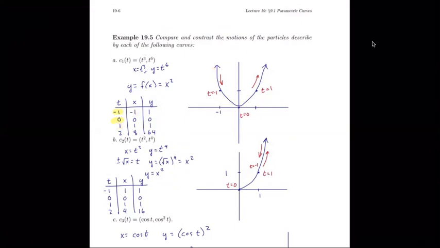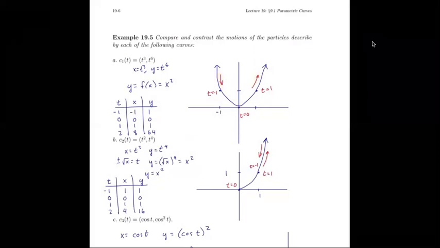So when t is -1, we see that we're at this point -1, 1. When t is 0, we're at the point 0, 0. When t is 1, we're at the point 1, 1. When t is 2, we're at the point 8, 64. That's way up here somewhere. But what we notice is that as we move along this curve, as t increases, our direction of travel is sort of left to right. It drops down first, and then it goes upward afterward. So the red arrows are indicating our direction of travel on this curve, increasing t.